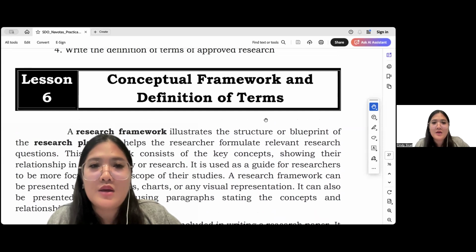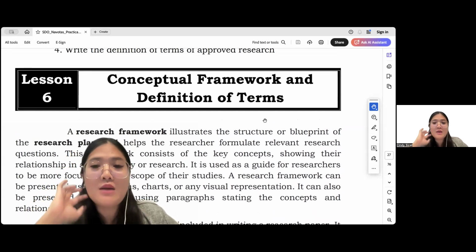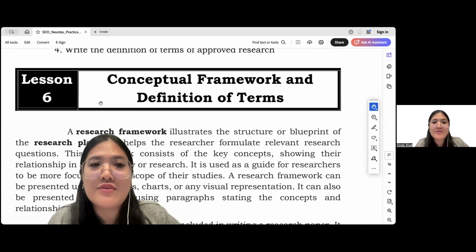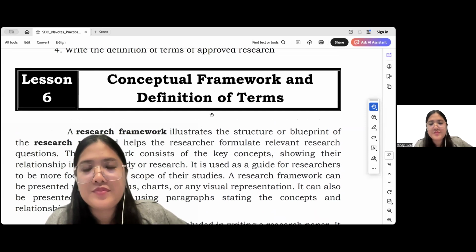So for today, we are going to talk about conceptual framework and definition of terms. Before I proceed to the discussion, allow me to give credits to the development team of this module, SDO Navotas. So let's begin.